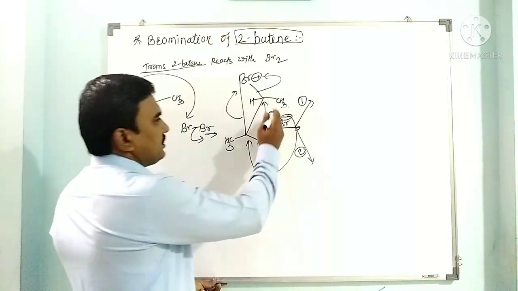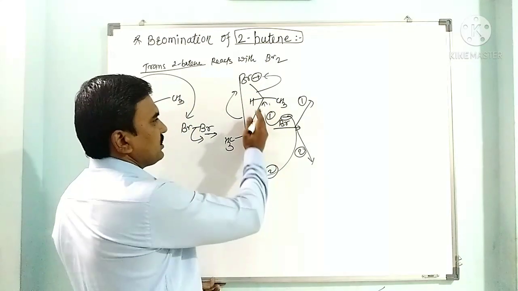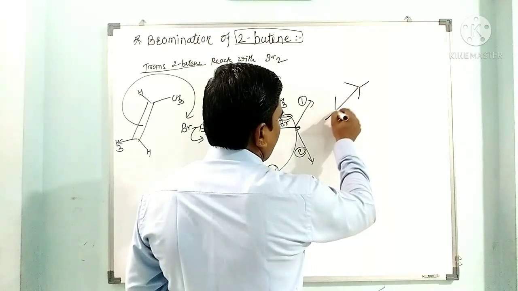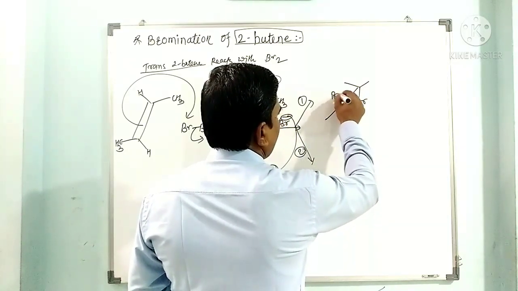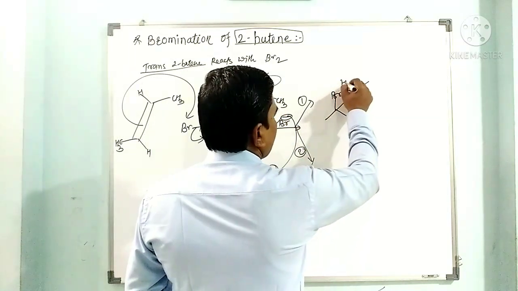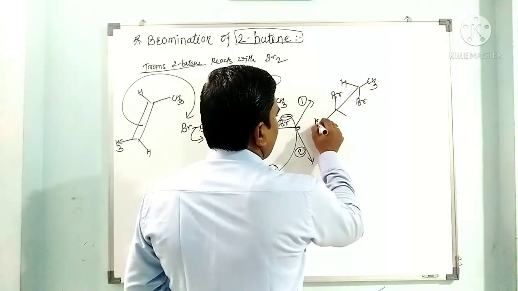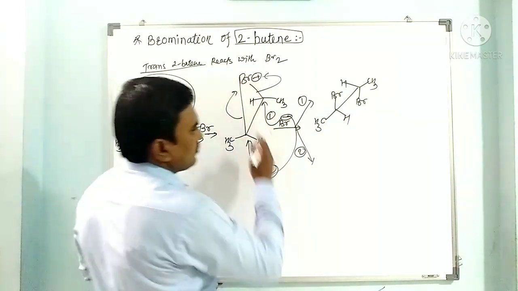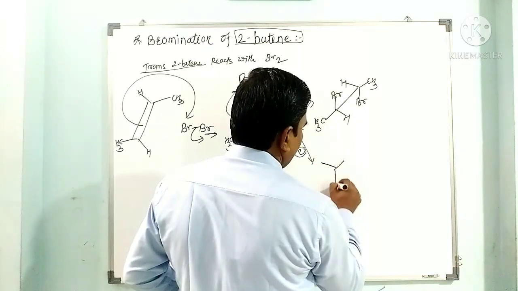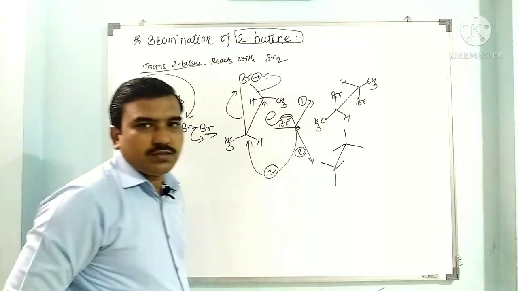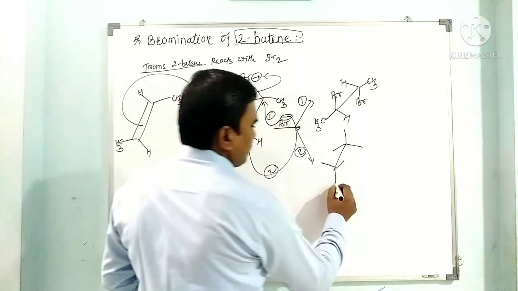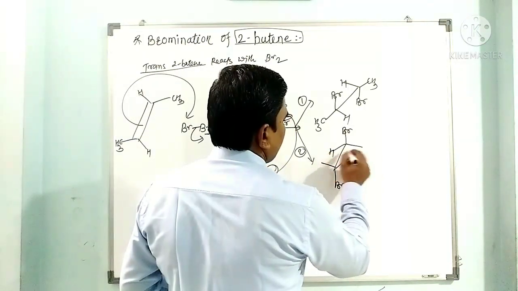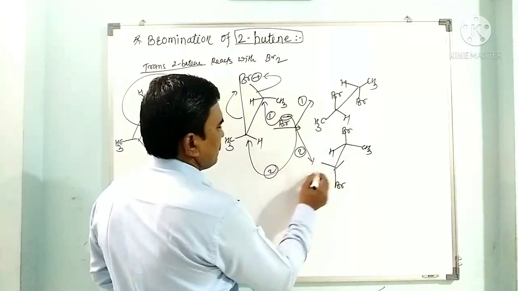So when we see route 1, Br attaches from the lower side and from the top side. So here this Br, H, CH3, CH3, H, and in this way this bromine attaches from the lower side and this is the top side. In this way, this is Br, this is Br, H, CH3, and here there is CH3, H.